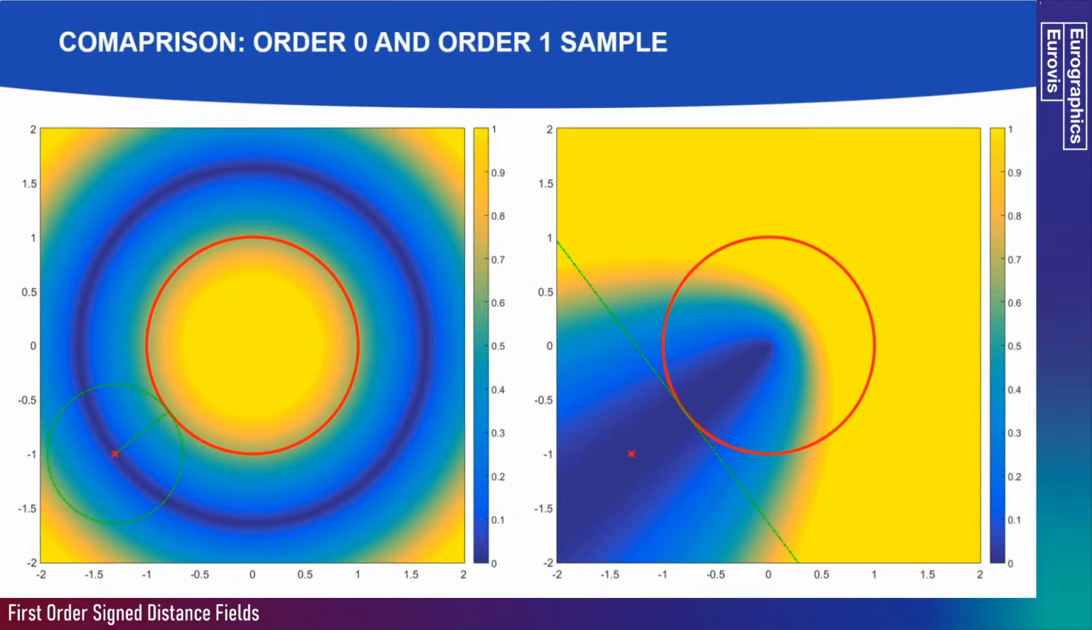Another interesting property of the first-order sample is that for a convex object, a sample on the outside is precise on a half line starting from the foot point going through the sample position. For a sphere, this even extends until the center.